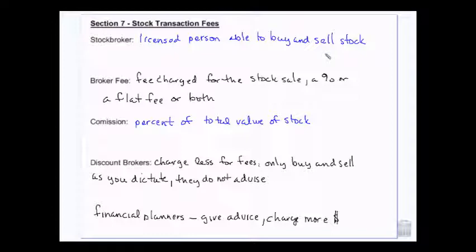A commission is what it's called when they take a percentage of the total stock value. Discount brokers charge a lot less for fees, but they don't give you any advice. You call them up or you go on the computer and you say, I want you to sell 20,000 shares of Microsoft. And they go, okay, and then they just sell it. They don't tell you, oh, that's a bad idea, Microsoft just came out with this new platform and they're going to skyrocket. They don't give you any advice. They listen to what you say.